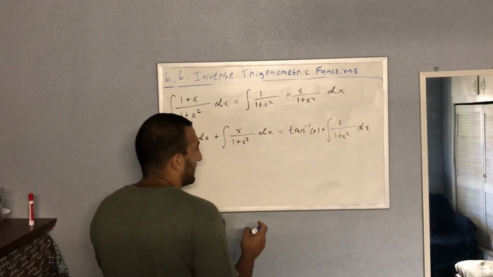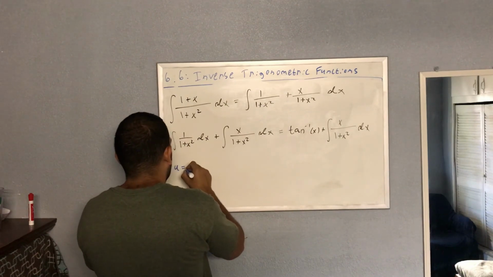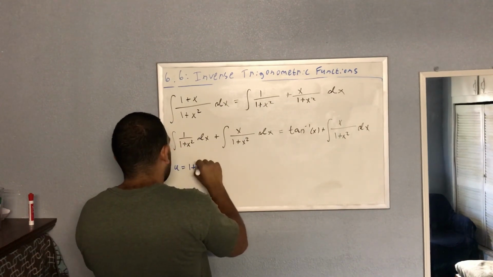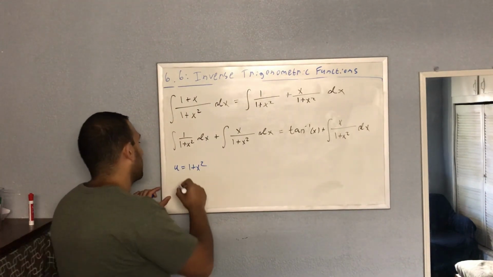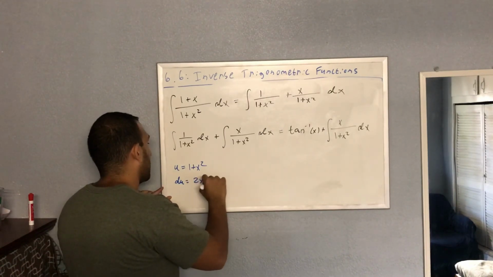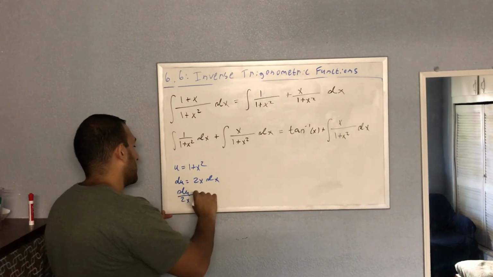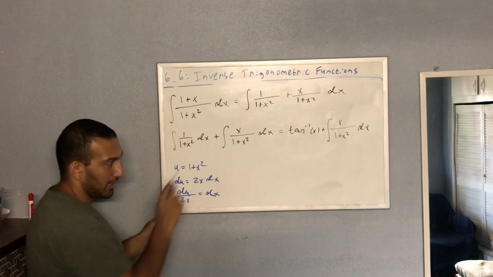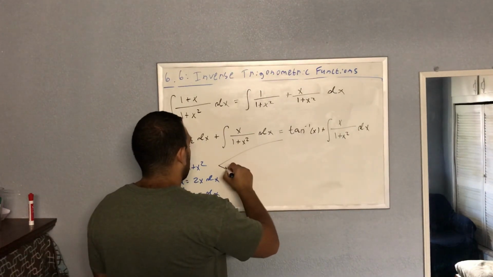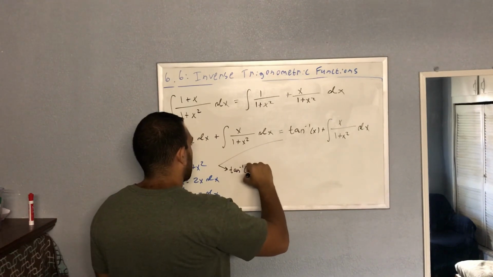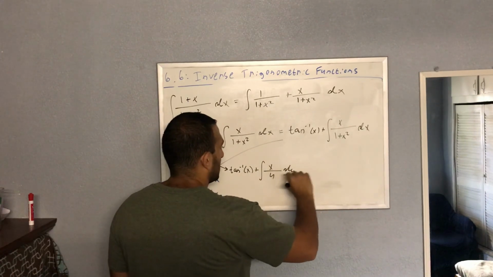So what we're going to do is let u be equal to 1 plus x squared. Okay? And because of that, du will be 2x dx. And so du divided by 2x is dx. And you can see how this x will cancel out with what we have. So now bringing this here, this is tan inverse x plus the integral of x all over u du over 2x.